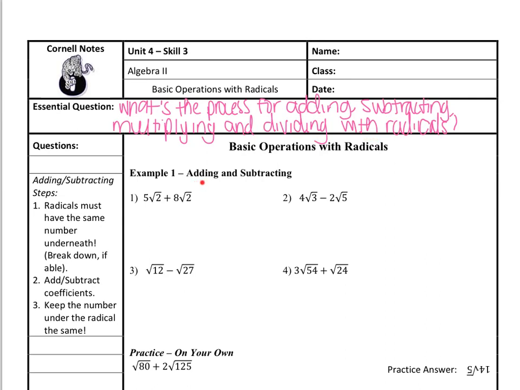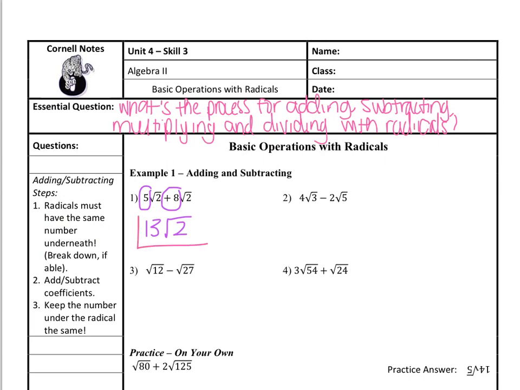We've got example 1, adding and subtracting. First step says radicals must have the same number underneath. Break down if able. Underneath the radical here I have square root 2, and underneath the radical here I have square root 2. 2 cannot be broken down, so they are the same. My next step says to add or subtract the coefficients. I have a plus sign in the middle, so I'm taking the coefficient, meaning the number on the outside. That's the 5 and the positive 8, and in this case, I'm adding. So 13. And then I keep the number under the radical the same, 13 radical 2.